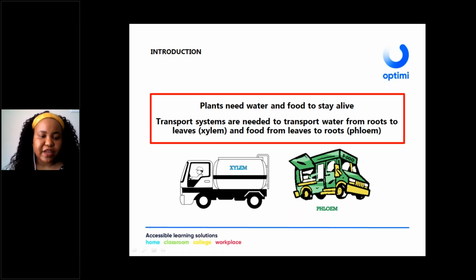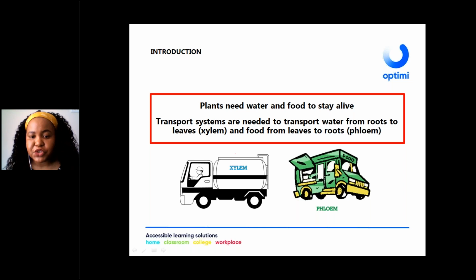To solve that problem, there was a development of vascular tissue known as the xylem, which is the tissue responsible for the transportation of water. You can see I've got a water tank there that represents our xylem. It's the tissue that is responsible for taking water from the roots all the way to the leaves and other parts of the plant where the water is needed.